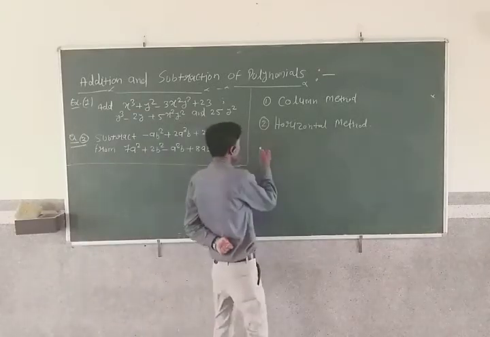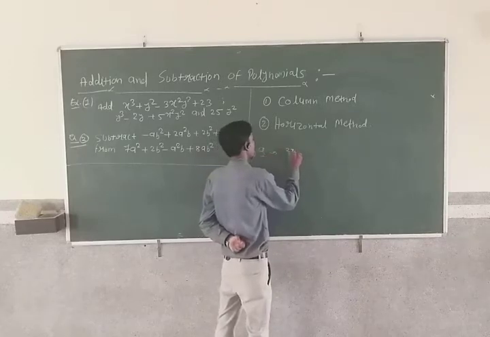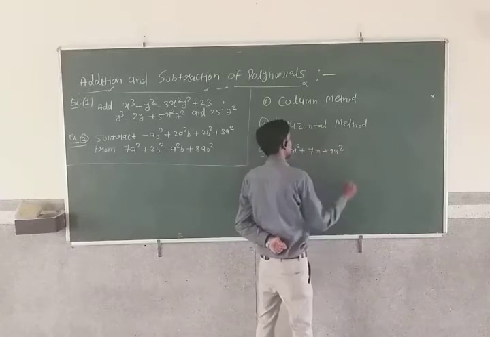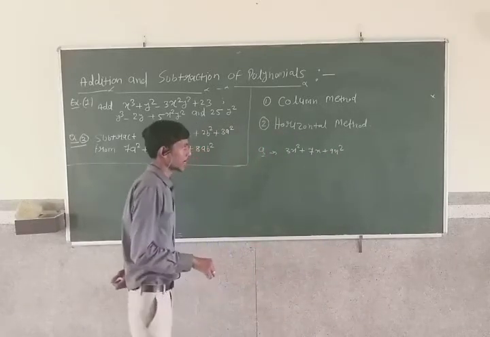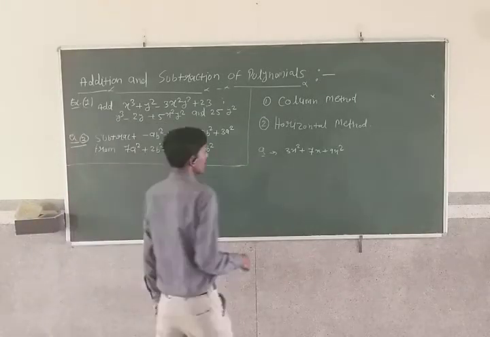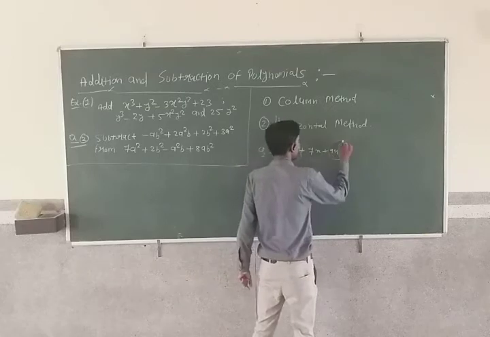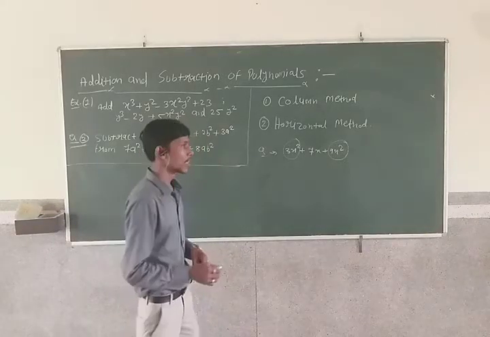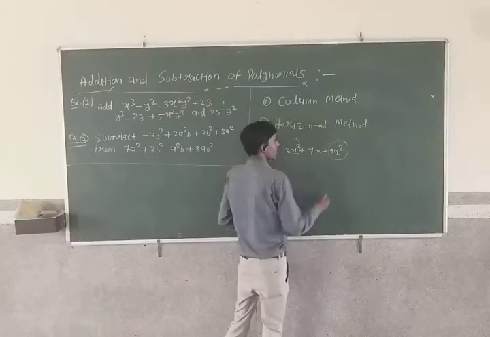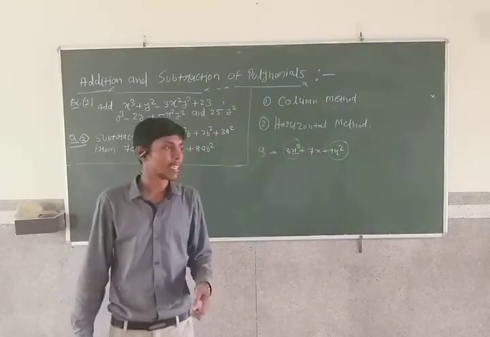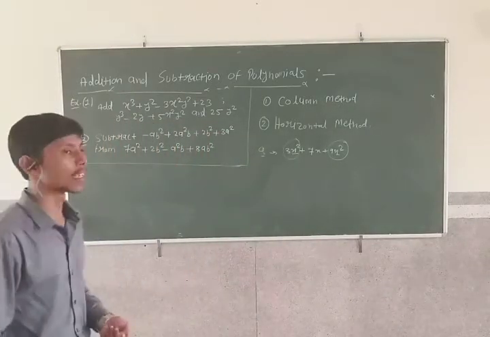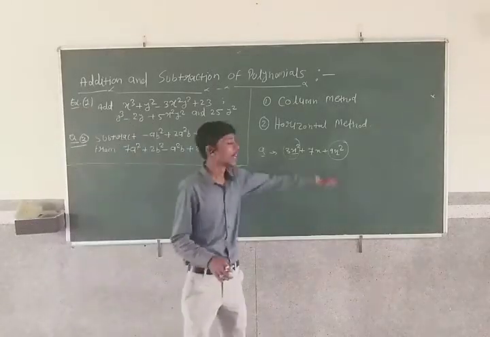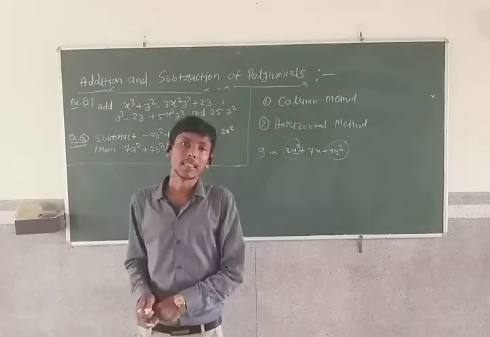Okay, so let me give one small example of how to add the like terms and how we cannot add the unlike terms. Suppose a question is written 3x squared plus 7x plus 9x squared. In this polynomial, we can see this 3x squared and this 9x squared. They both are like terms. Why are they like terms? Because in x squared and x squared, the variables of the terms are the same.